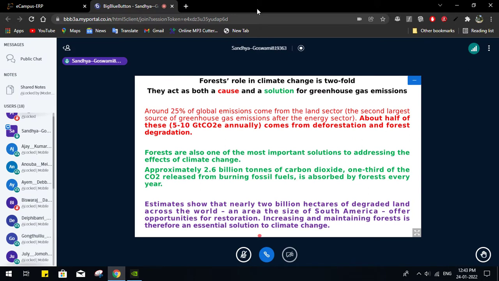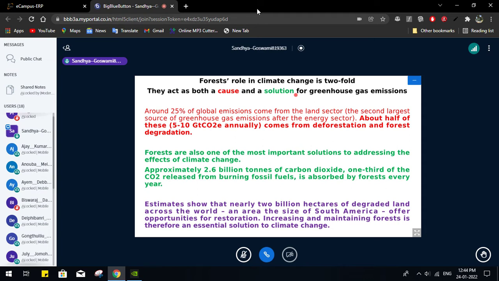Then if we ask what the role of forests in climate change is, very interestingly you should understand this: forests act as both a cause and a solution of greenhouse gas emissions. Why are we talking about greenhouse gases? Again, recall from the last class that we talked about how greenhouse gases are actually responsible for the increase in temperature.